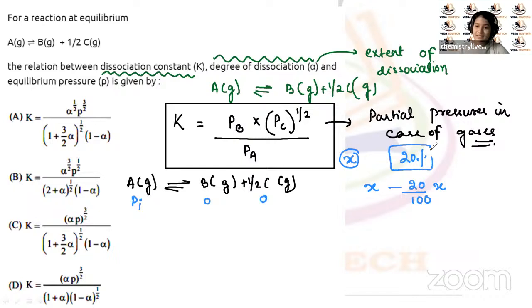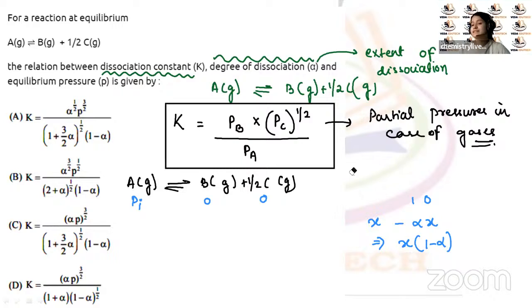So this 20% is nothing but alpha. 20 by 100, so this is nothing but your alpha. So X minus alpha X, which implies X into 1 minus alpha. Yes, whenever there is dissociation, we are going to write it in these terms. Okay. So here also some dissociation has taken place and we don't know how much. So what are we going to write, children? This is going to be Pi into 1 minus alpha. So this has dissociated this much.